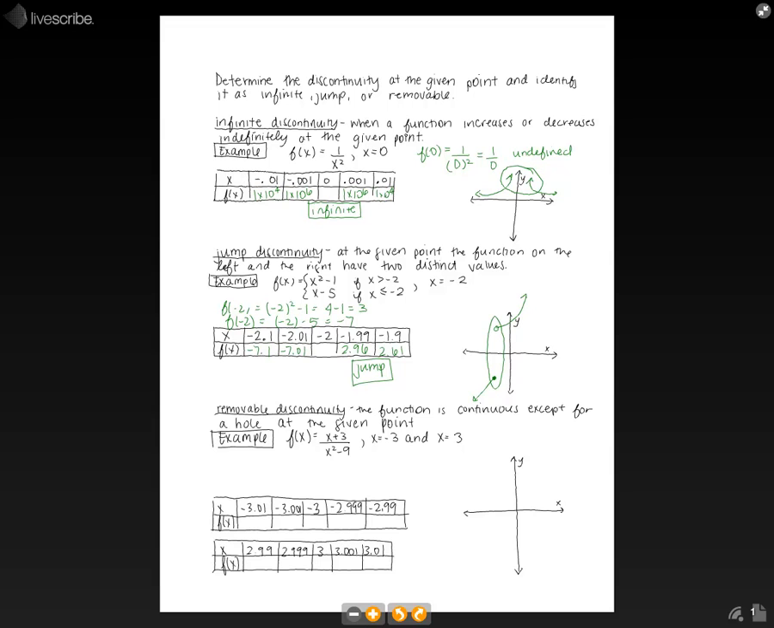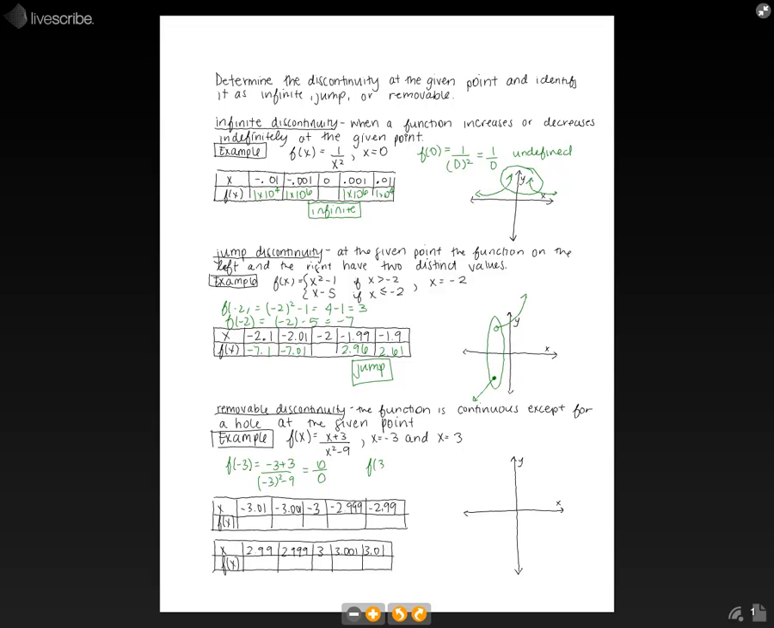A removable discontinuity occurs when the function is continuous except for a hole at the given point. For example, if we have f of x equals x plus 3 over x squared minus 9, and we evaluate at x equals negative 3 and x equals 3. So let's start by plugging in our two given points. So f of negative 3 will be negative 3 plus 3 over negative 3 squared minus 9. And when you simplify, you get 0 over 0, which is undefined. So we know our function is not continuous at negative 3.